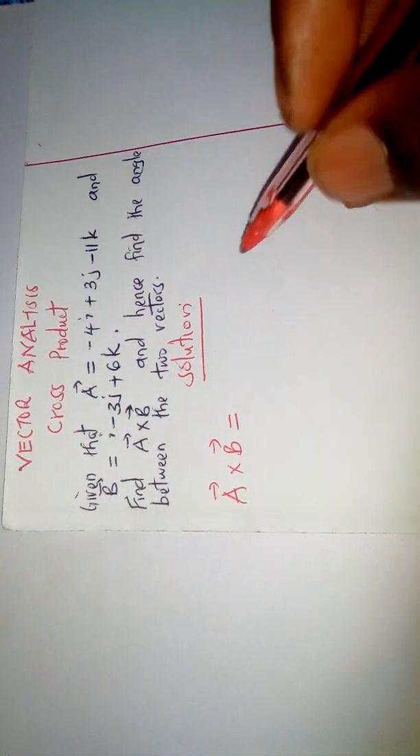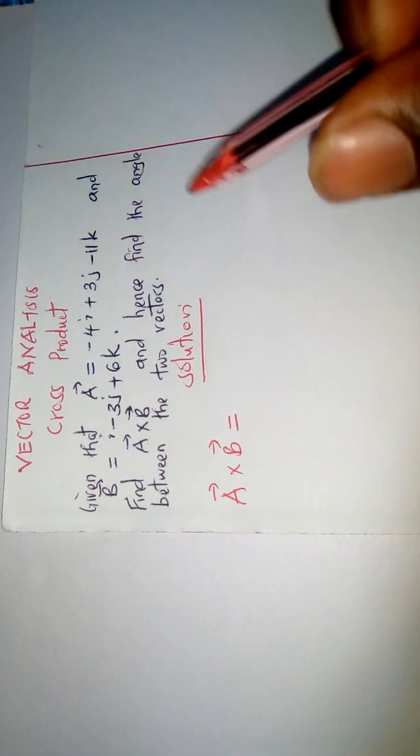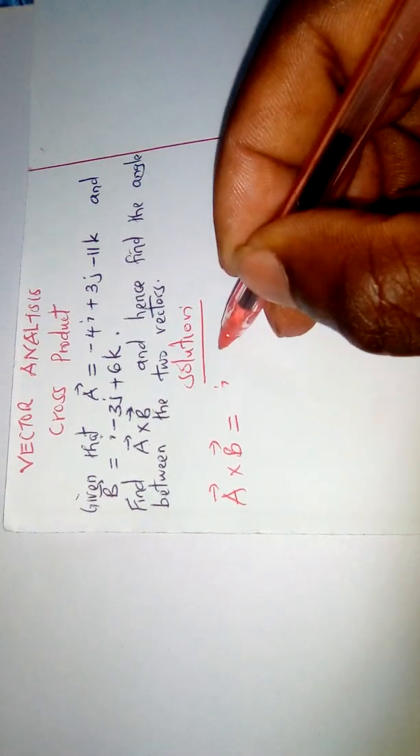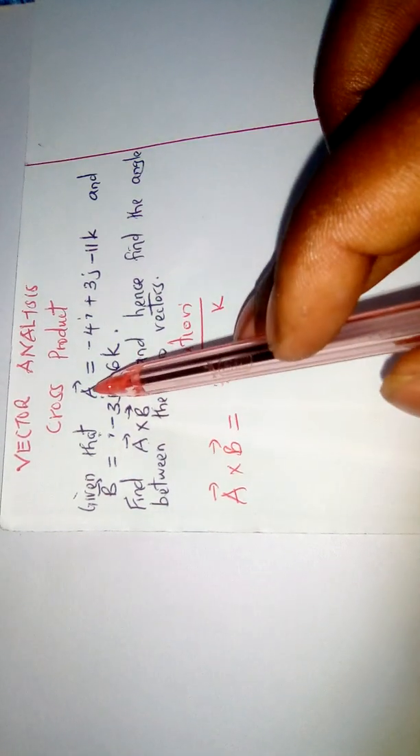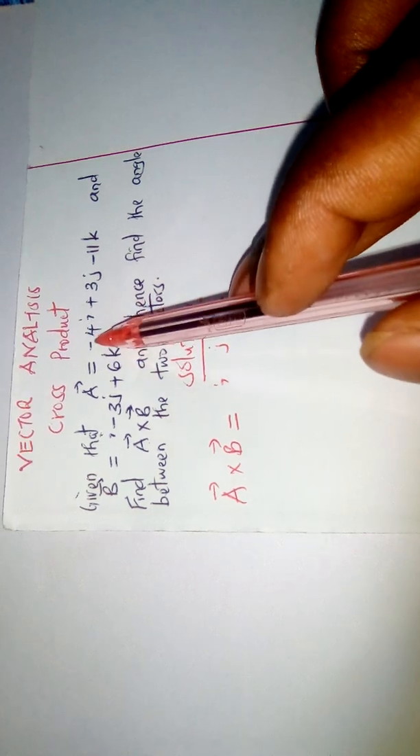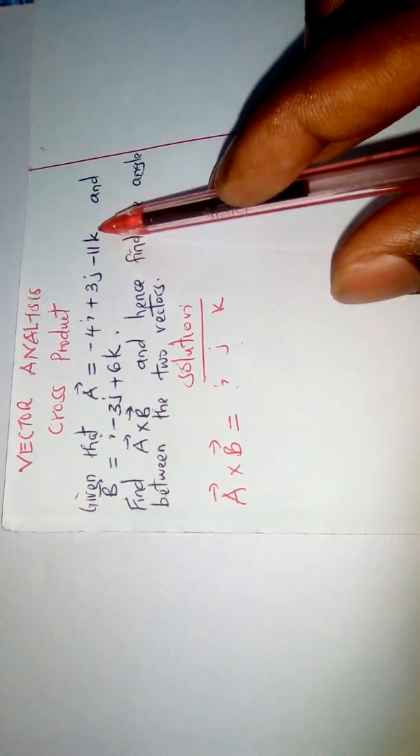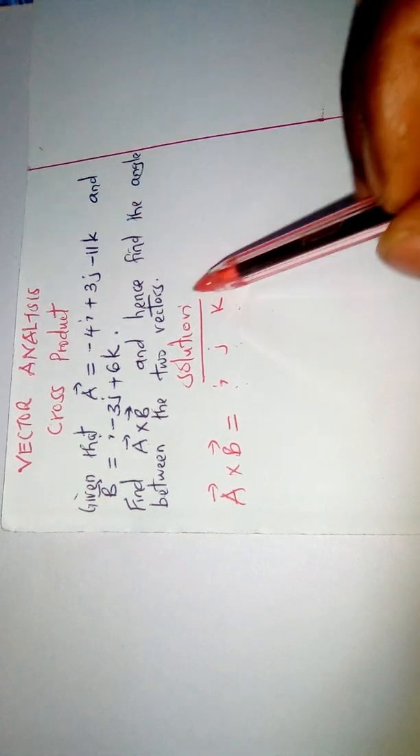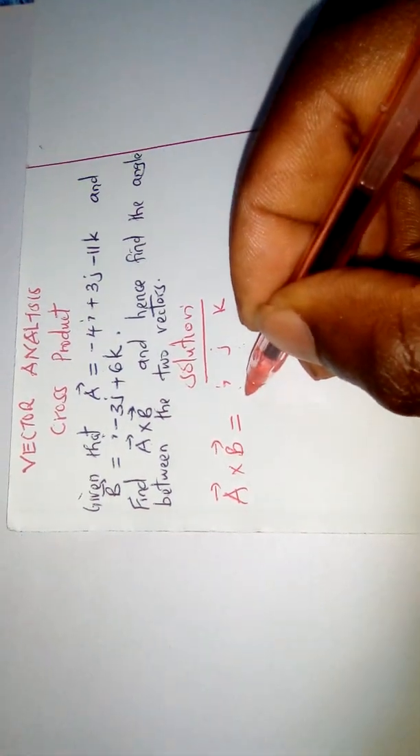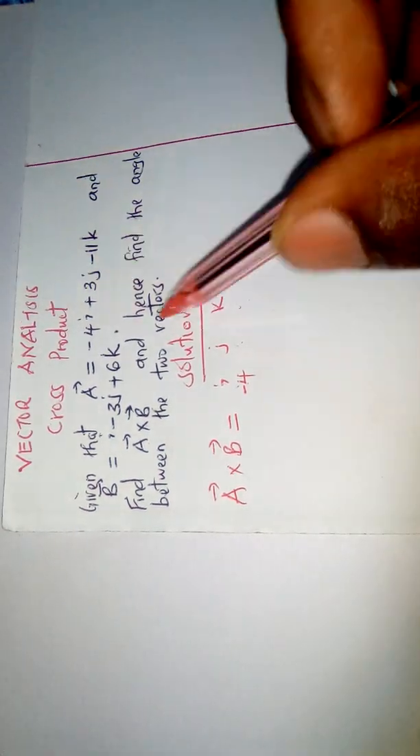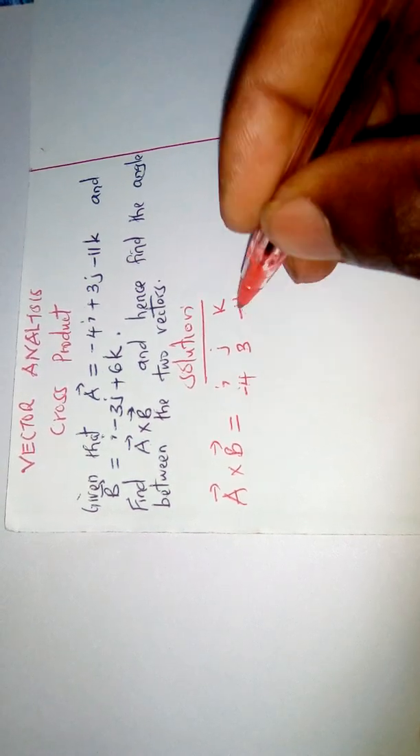Then the slogan goes that since we have i, j and k, you are supposed to write them on top. So I'll just come here and write i, j and k there. Now after that, you are supposed to write the coefficient of i below i, coefficient of j below j, coefficient of k below k here. So when I do such, the coefficient of i is negative 4, so I'll come here and write negative 4 here. Then the coefficient of j is 3, the coefficient of k is negative 11, so that is for A.